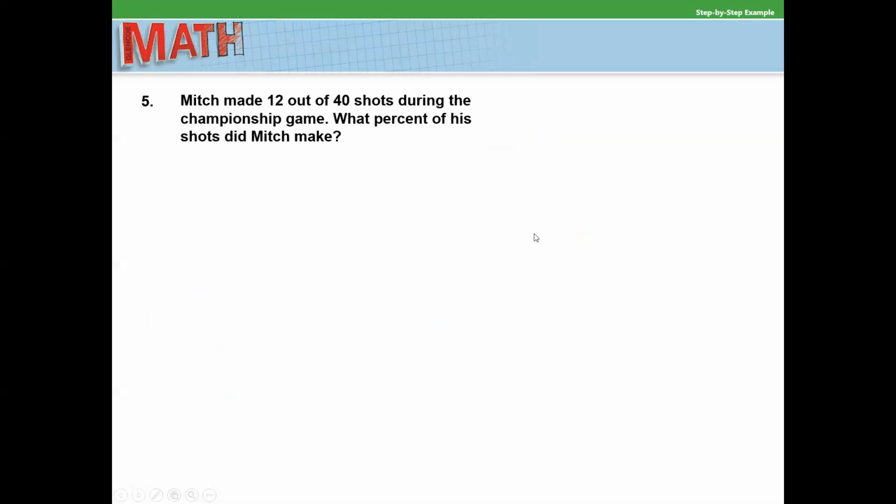Number 5, Mitch made 12 out of 40 shots during the championship game. What percent of his shots did Mitch make? He made 12 out of 40, and to do percent, we need to get that to 100. 12/40 simplifies to 3/10. We divide by the greatest common factor of 4. Now 3/10 equals how many parts per 100? What do you do to the 10 to make it equal 100?